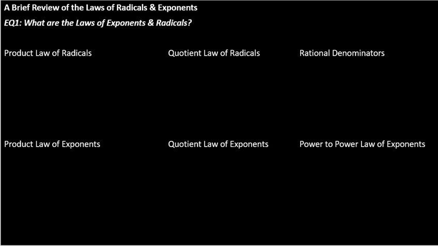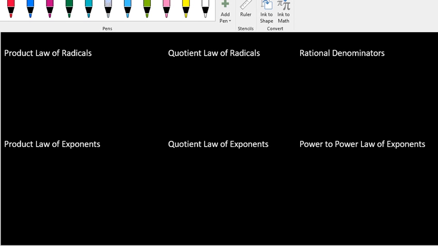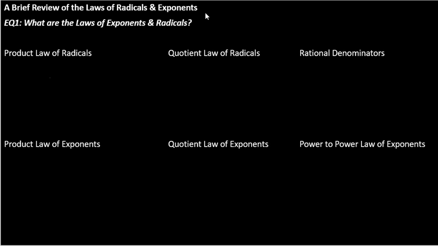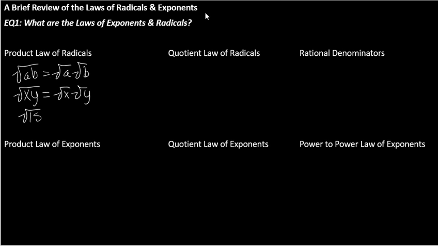Let's talk about our laws of radicals first. We learned all of these last year in geometry. We have the product law of radicals that says the square root of a times b is equal to the square root of a times the square root of b. So if I had the square root of xy, that's equal to the square root of x times the square root of y. For a numerical example, the square root of 18 is equal to the square root of 9 times the square root of 2, which would be 3 square root of 2. That's the main thing we use that law for.